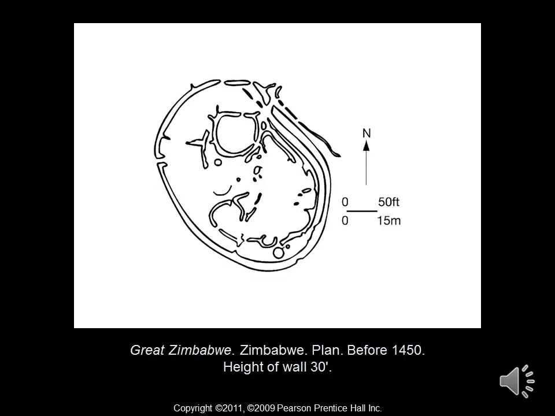This slide is of an architectural plan. We'll be looking at several of these as we examine different types of architecture in this lesson. This particular plan is for the Great Zimbabwe from Zimbabwe, Africa. It is a structure we're about to look at.